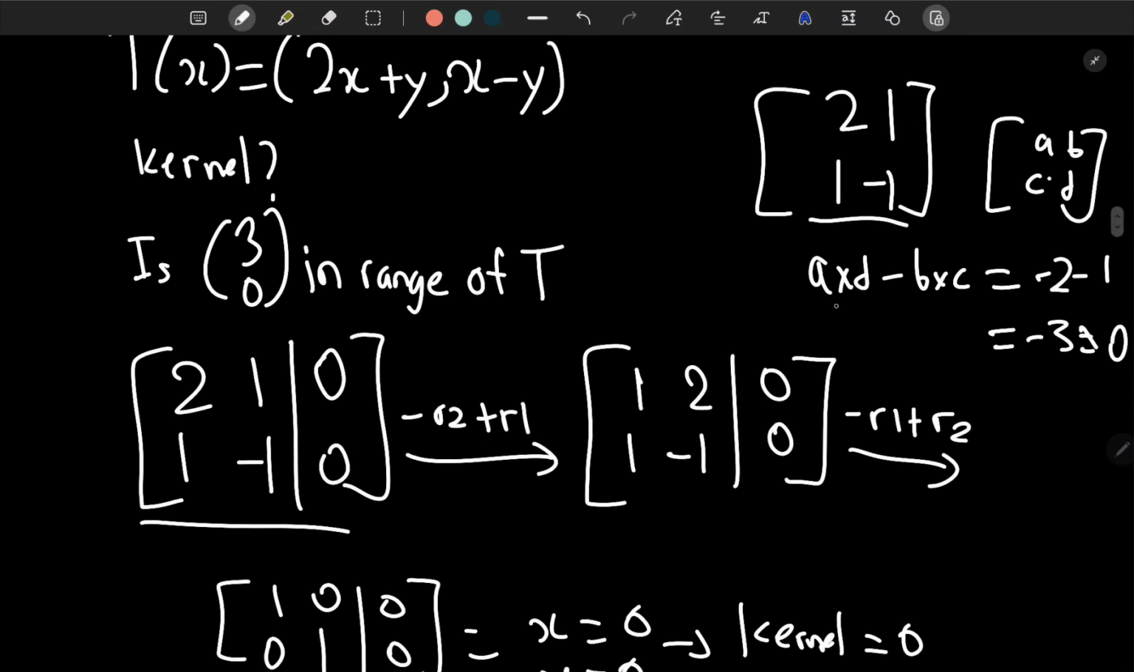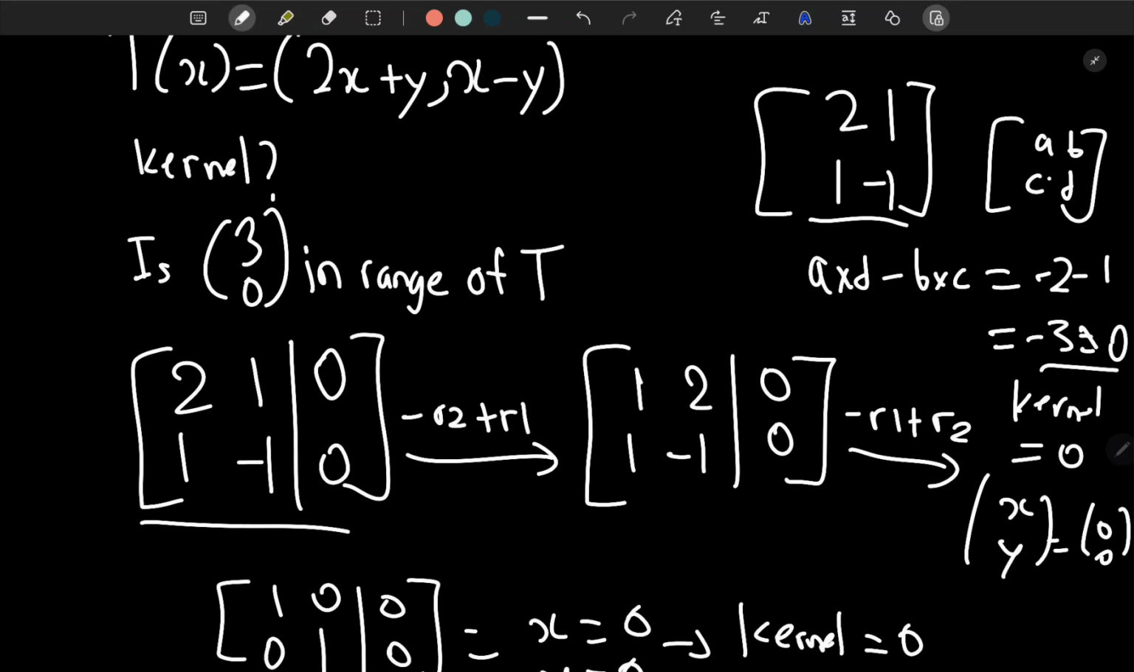And this is another method. If you calculate the determinant, and if it's not equal to 0, so any other number other than 0, -3, 1, 2, 3, whatever, you can directly say that the kernel here is equal to 0, or x and y is equal to 0, like this.